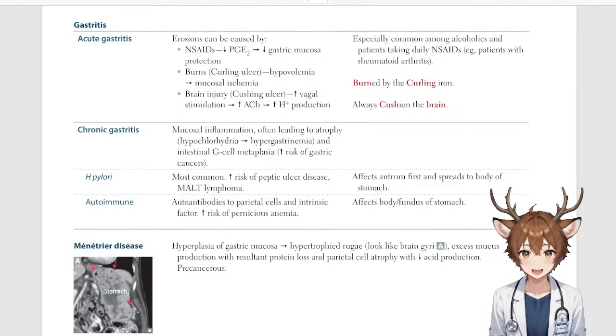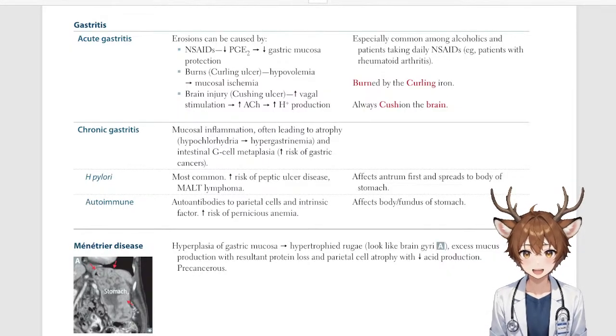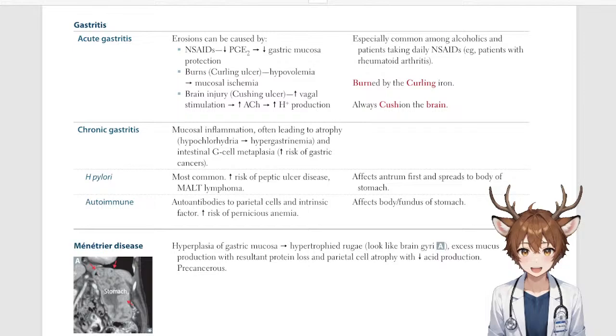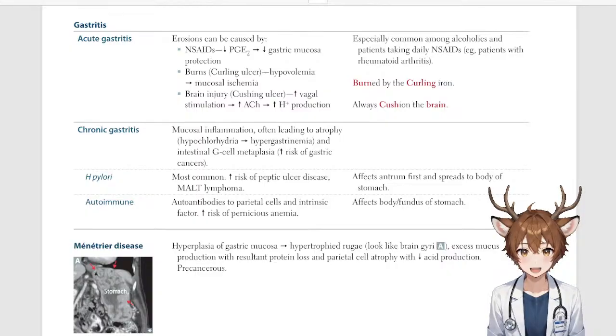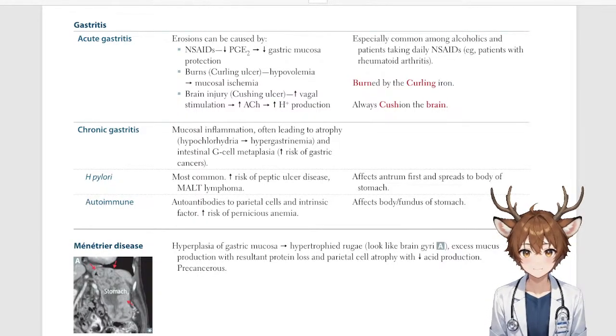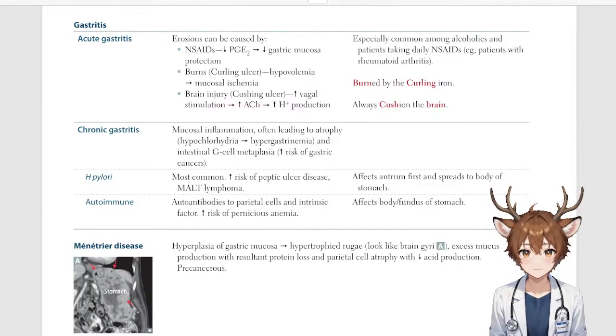Chronic gastritis, mucosal inflammation, often leading to atrophy, hypochlorhydria leading to hypergastrinemia, and intestinal metaplasia, which is related to an increased risk of gastric cancers. H. pylori, most common, elevated risk of peptic ulcer disease, MALT lymphoma or maltoma. Affects the antrum first and spreads to the body of the stomach for H. pylori. Begins at the antrum.